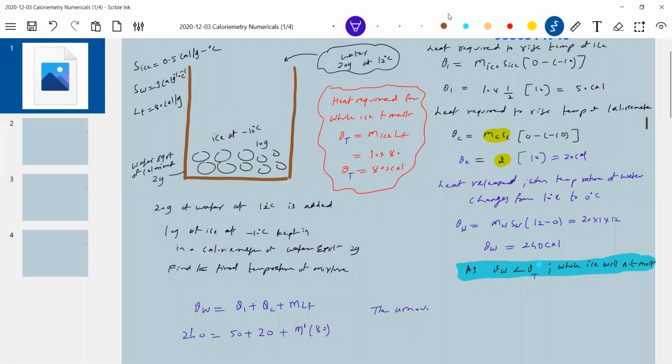Anybody, value of M dash? 2.125. The amount of ice melted, M dash, is equal to how much you'll get? 240 minus 50 minus 20 by 80, which is 2.125. So 2.125 gram of ice will melt. The remaining amount of ice will be there in the container like that only.